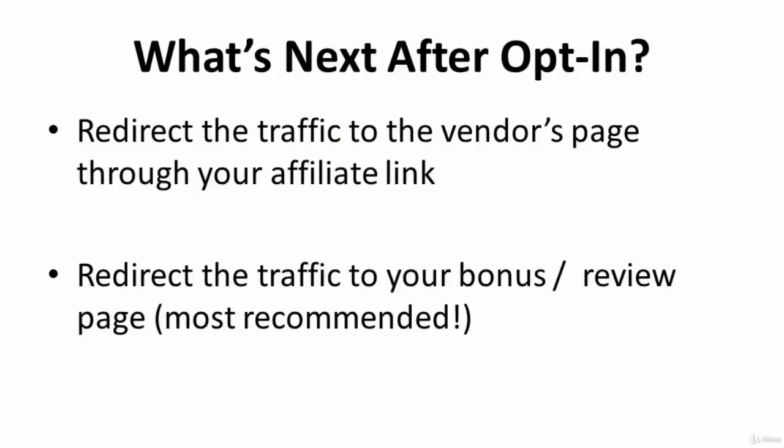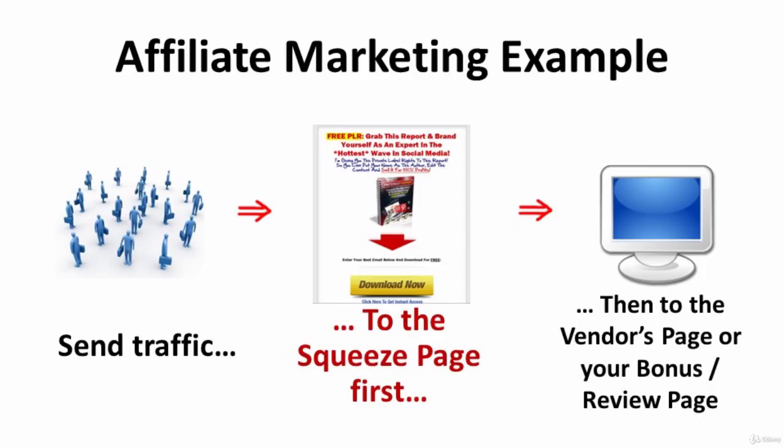After the opt-in, you can then redirect the traffic to the vendor's page through your affiliate link. Or you can redirect the traffic to your bonus or review page first before the vendor's page. And this is what I recommend that you do. This way, you can build your credibility and hence keep the subscribers with you. All in all, it's only 3 simple steps. This way, you can double or triple your mailing list.